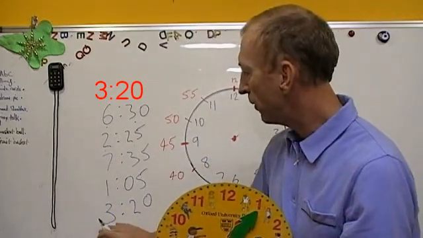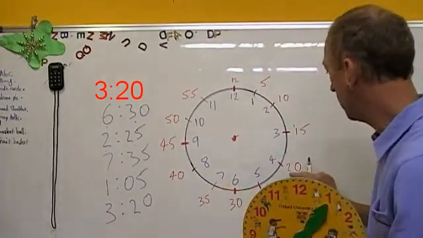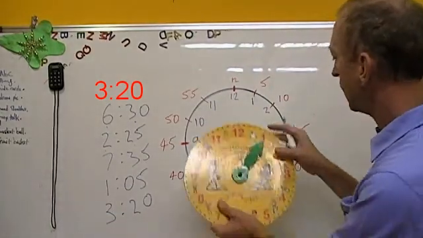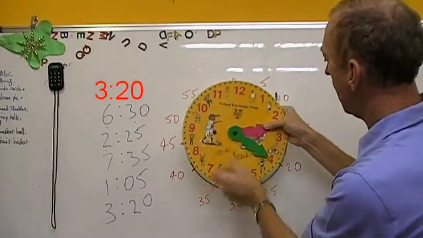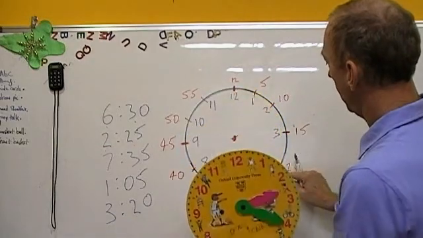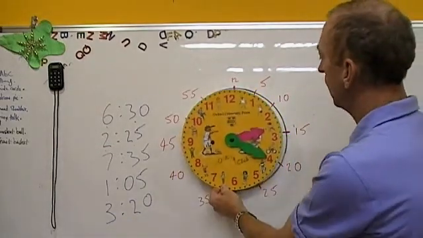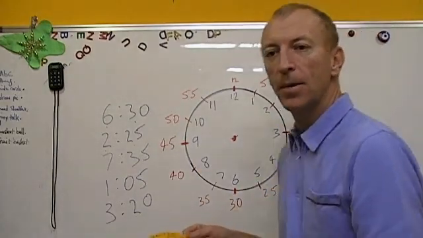Again, simply just read from left to right. 3:20. Where is the 20-minute mark? It is here. So our clock looks like this. Small hand goes to the 3, and the large hand goes to the 4, where the 20-minute mark is. 3:20. Okay, that's method number 1.